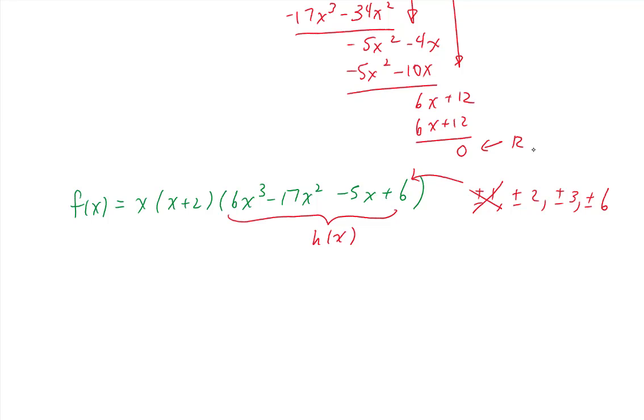So again, you can try these yourself. H at negative 2, I don't get 0, so there's not a second x plus 2. H at positive 2, I also don't get a 0. However, if I try h at positive 3, I end up with a 0. So therefore, x minus 3 is our next factor.